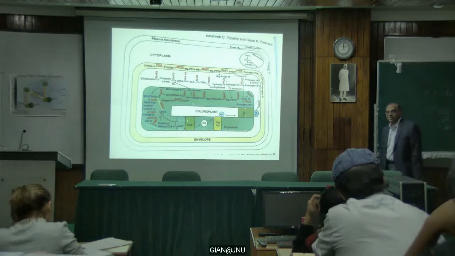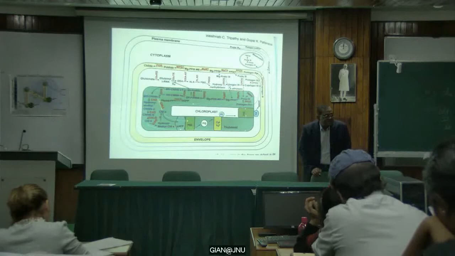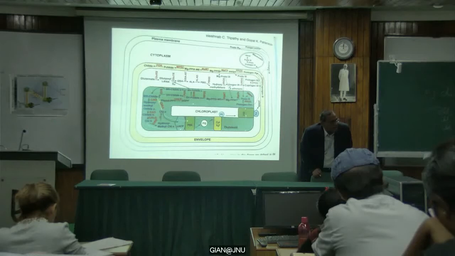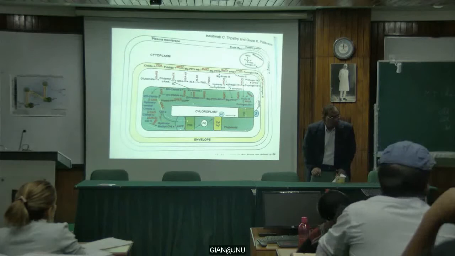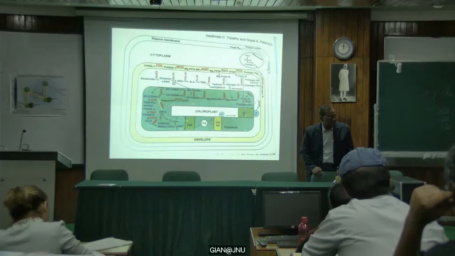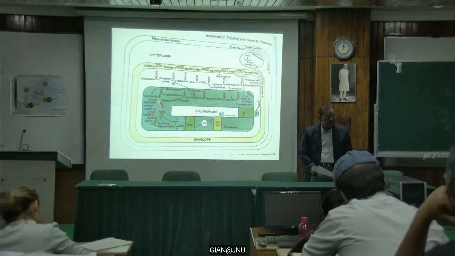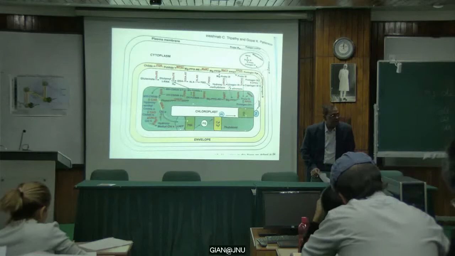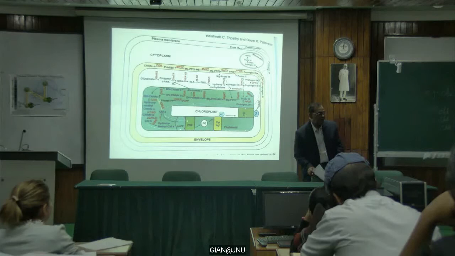This magnesium chelatase inserts magnesium into protoporphyrin, and there's an obligate requirement for ATP. Without ATP, magnesium chelatase will not work. It needs energy; it's energy dependent, not spontaneous. Protoporphyrin 9 plus magnesium plus ATP will give you magnesium protoporphyrin 9 plus ADP.